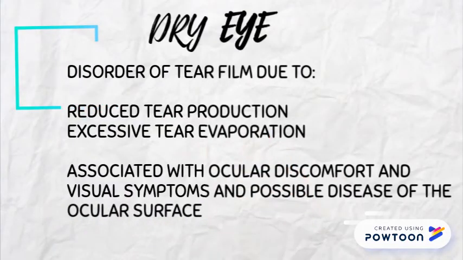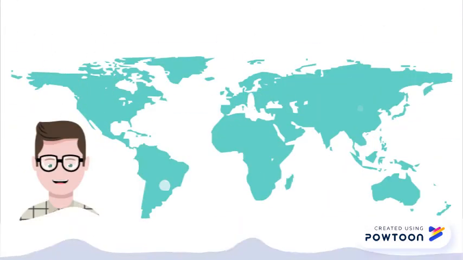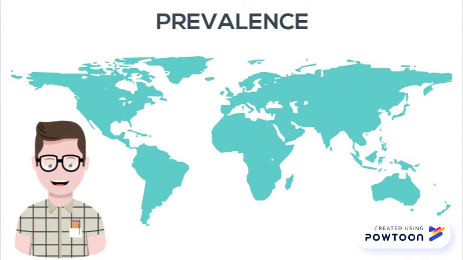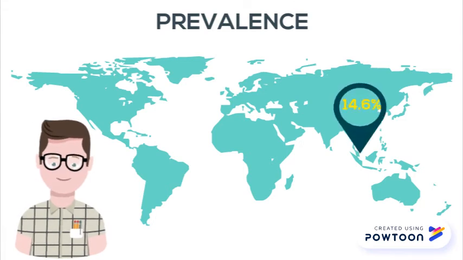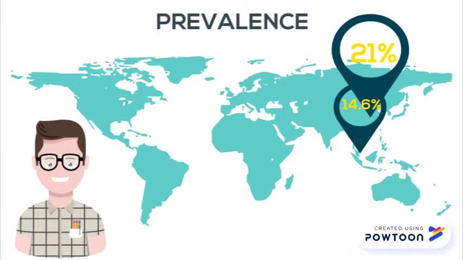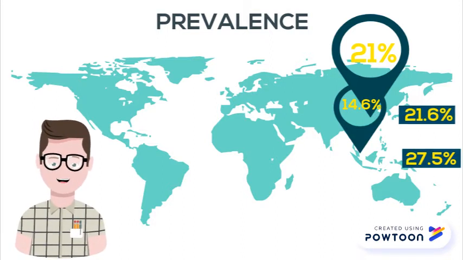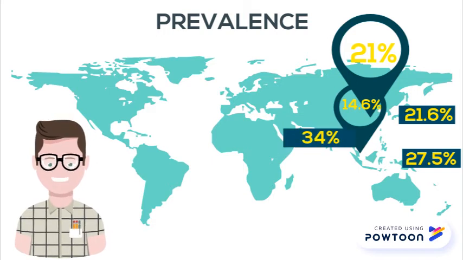Dry eye is a disorder of the tear film due to reduced tear production or excessive tear evaporation, and is associated with ocular discomfort, visual symptoms, and possible disease of the ocular surface. Prevalence of dry eye in some countries: Malaysia 14.6%, Beijing 21%, Japan 21.6%, Indonesia 27.5%, Bangkok 34%, and UK 14.4%.